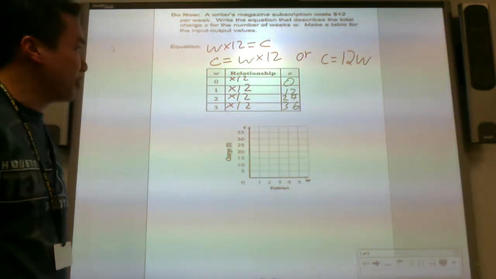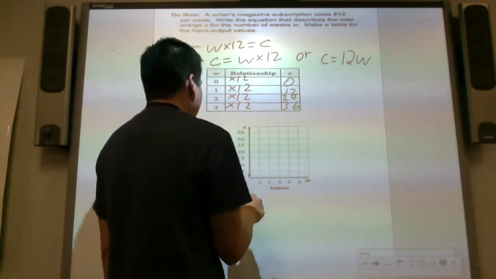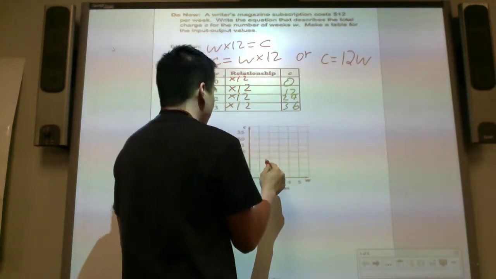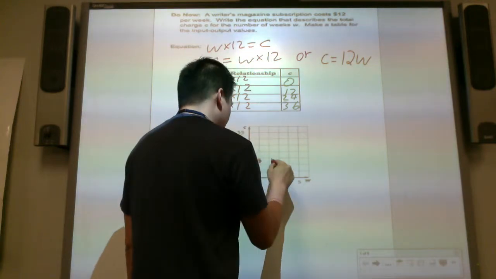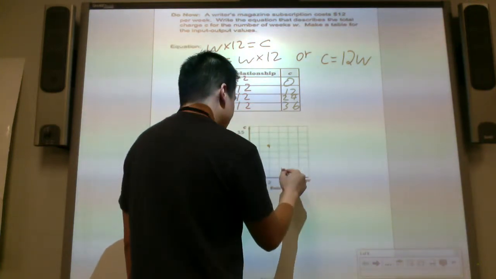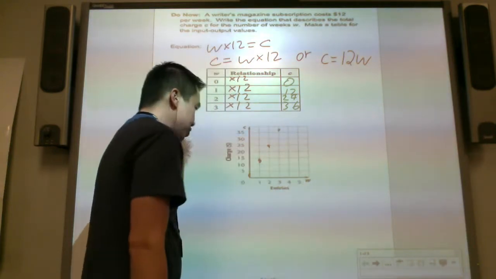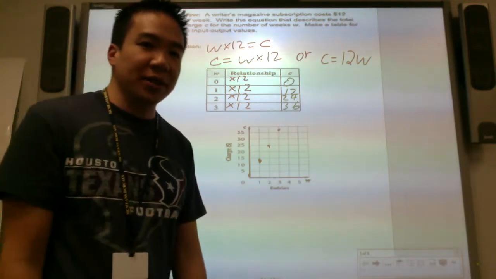Now it's time to graph it. In 0 weeks, he makes $0. In 1 week, he makes $12. In 2 weeks, he makes $24. In 3 weeks, he makes $36. So as you can tell, if you connect it, it'll be a straight line.